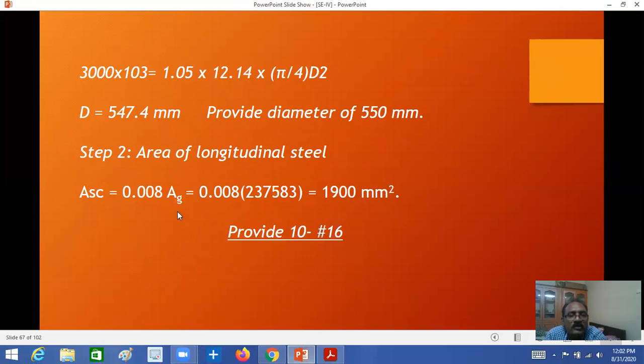Now the area of longitudinal steel is 0.8% minimum, and this is equal to 1900 mm square. Then provide say 10 bars of 16 mm. A 16 mm bar is 201 mm square. So like that, if you provide 10 bars, it is more than 1900 mm square. Provide 10 numbers of steel bars.